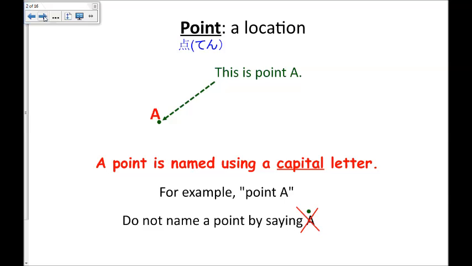The first is point. A point is a location. Okay, this is a point, and the name of this point is A. A point is always named using a capital letter. I will not have a point called B with a lowercase letter. I would call it point B with a capital letter. Okay? You also talk about it with the word point A, not with anything above it.